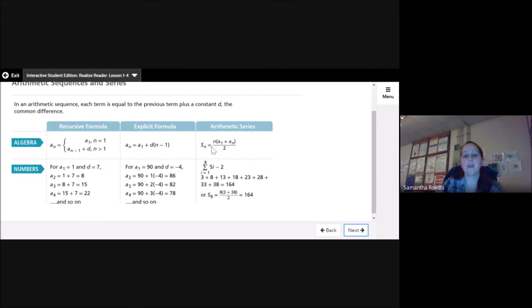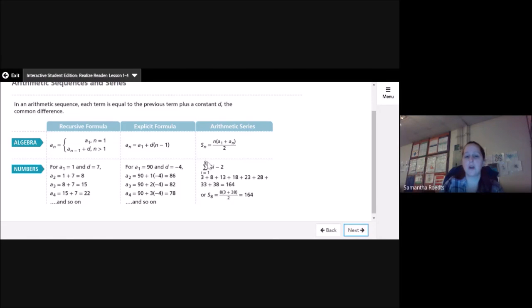The arithmetic series, basically, lets me find the sum of a set of numbers, the arithmetic sum. So S sub n equals n times (a sub 1 plus a sub n) over 2. I can also write it as a sum from 1 to 8 of 5i minus 2. So I substitute each of these values in and I add them together, or I can just use that formula.